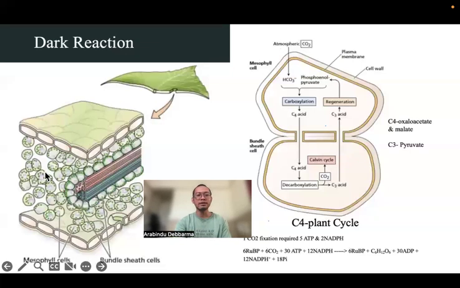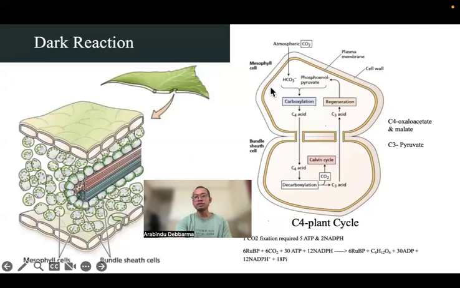You can see in the diagram the mesophyll cells are present in the leaf. These are the loose cells. They are not bundled. They are in the form of loosely packed cells. Whereas there is another group called the bundle sheath. These bundle sheath cells are a group of cells that are attached together firmly in the form of a bunch. That's why they are called bundle sheath cells, and they are present in the C4 plant.